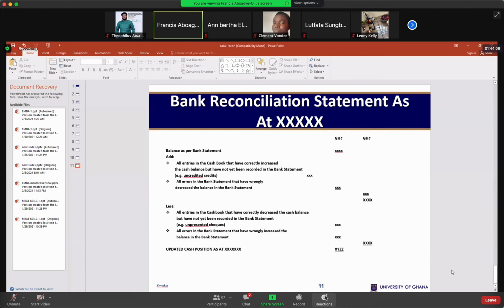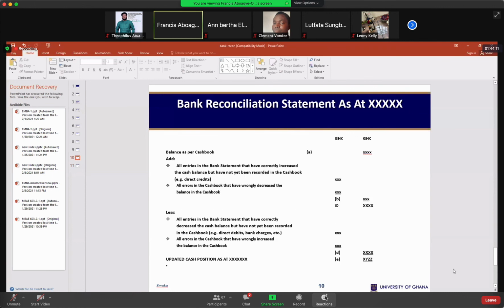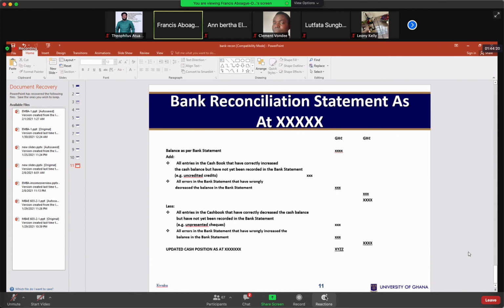Okay, so the next one is to prepare the reconciliation. So the first one, we are looking at the adjusted cash book, and here we are looking at the bank reconciliation statements. Now, if you are doing the reconciliation statements, you are going to add. So let me explain to you that when you are doing the reconciliation, you can either reconcile with the bank statement balance, or you can reconcile with the cash book balance, or the adjusted cash book balance. Depending on which of the methods you choose, you ought to be careful with the adding and subtraction. So if you start with the bank statement balance, you reconcile it to the adjusted cash book balance.